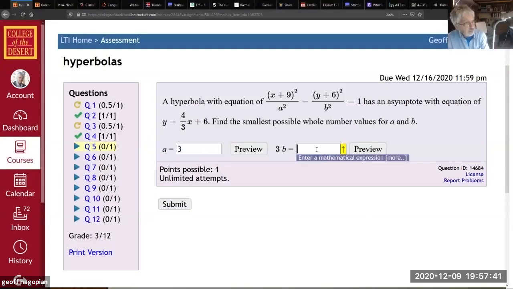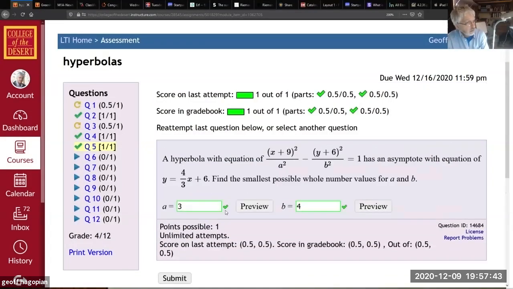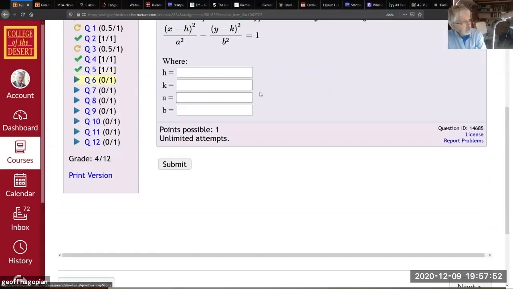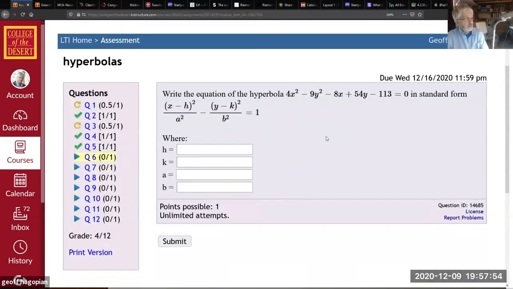And b equals 4. And those are correct. Okay, but watch out. Since these are parametrically driven, you may get something that doesn't reduce. I don't know. What do we got here? Write an equation for the hyperbola.